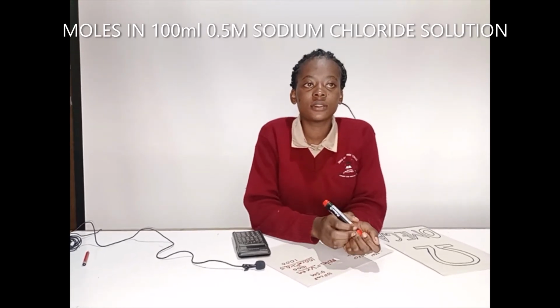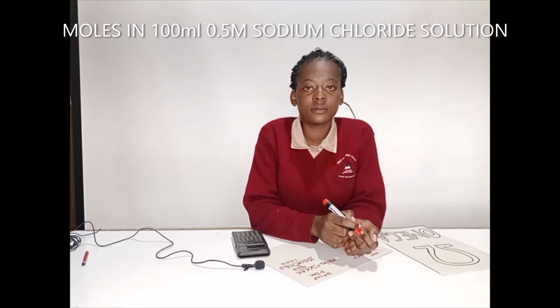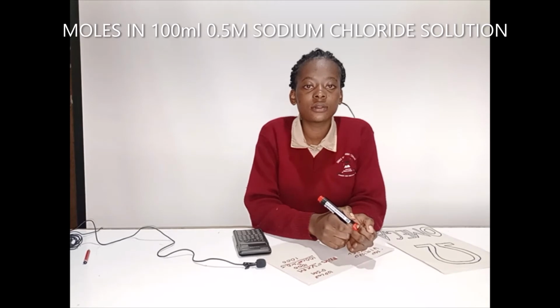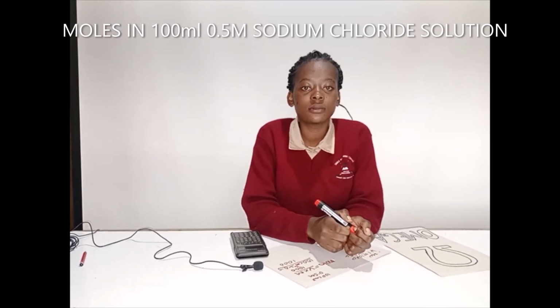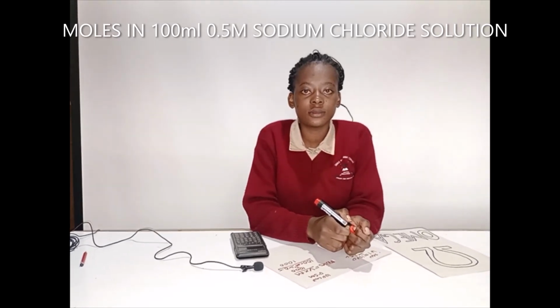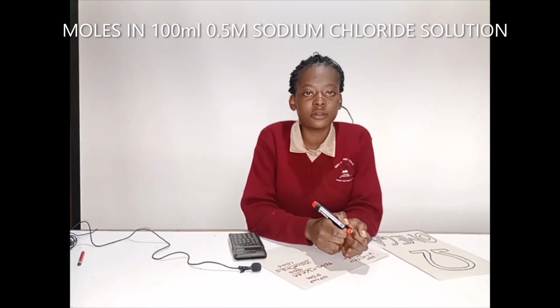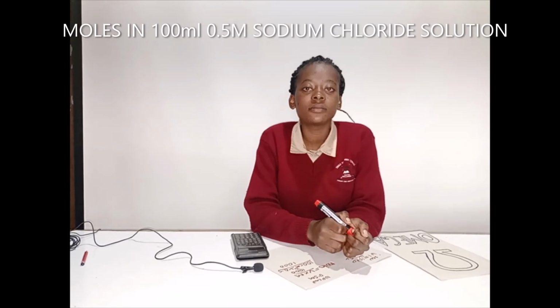Remember, instead of the formula, you can use what we call the first principle. You argue that 1,000 centimeters cubed has 0.5 moles. What about 100? Then you multiply 100 times 0.5, and divide by 1,000. You get the 0.05 moles. That is very correct for the 2 points.